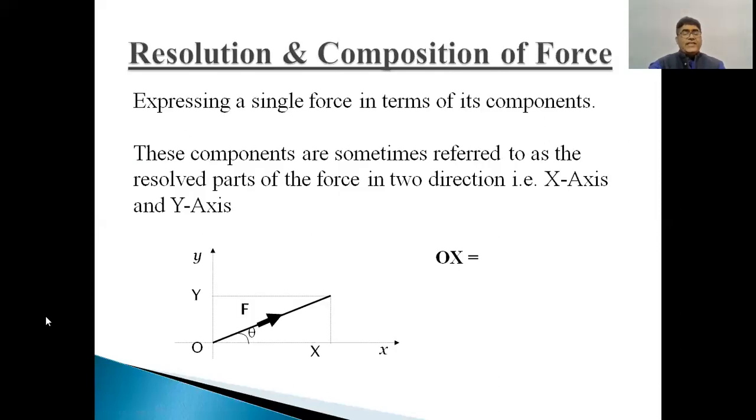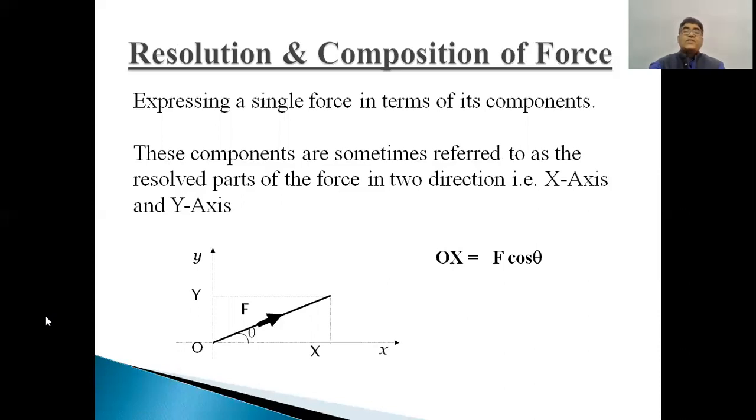For example, see in the figure, a force is applied in some direction in the XY plane, and the direction of the force is given in the figure, making an angle of theta degree with the x-axis. So the OX component of the force F, that is the horizontal component, will be OX is equal to F cos theta. F cos theta is the resolution of the force in the x direction, because theta is the angle made by the force with the x-axis.